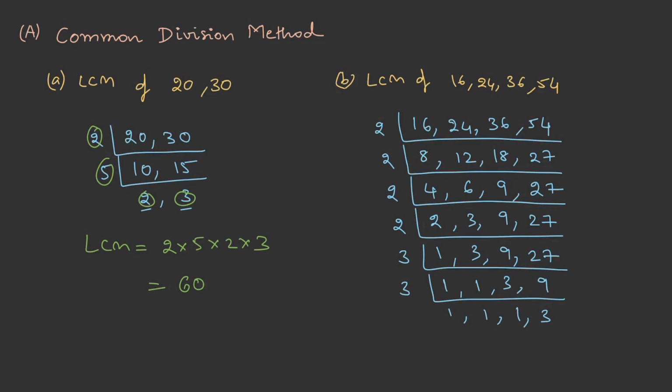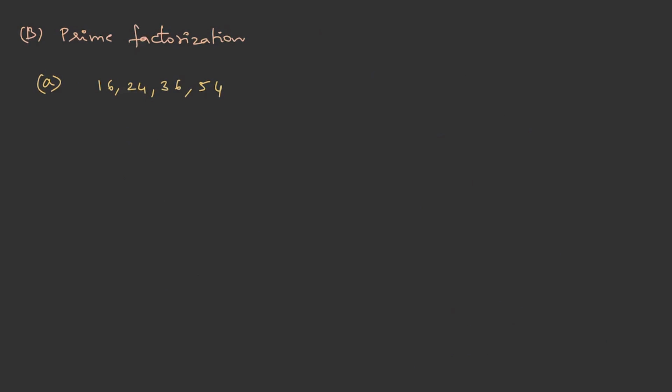3. Now at this point we have all the factors. Other than 1 we have 3, that's a prime number, so we can stop over here. The LCM is the multiplication of all these factors, which is 2 into 2 into 2 into 2 into 3 into 3 into 3. This is 432. That's the LCM.